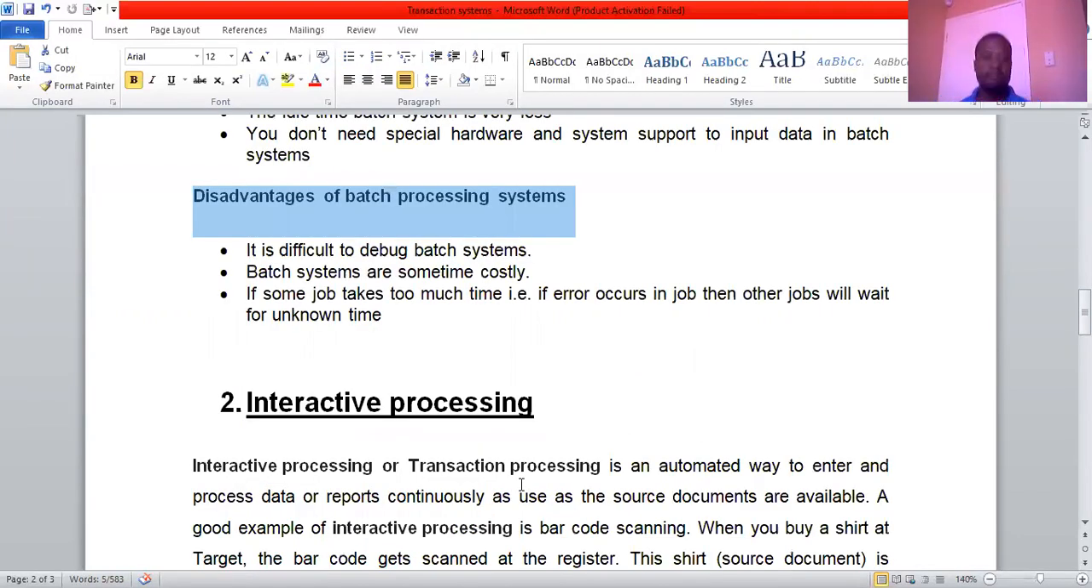Now let's look at the disadvantages. It's difficult to debug batch systems. It's so difficult to debug these systems. And then batch systems are sometimes costly. Sometimes they're costly. You need more cash to implement these systems.